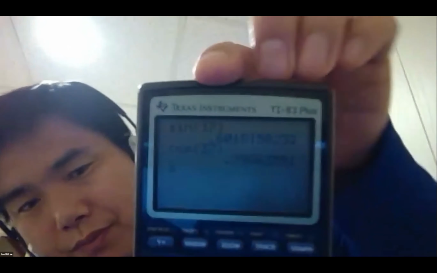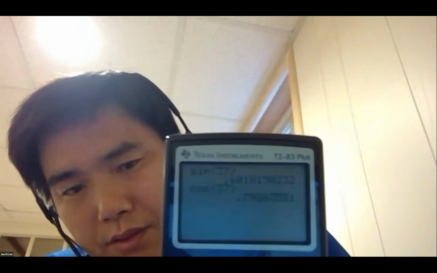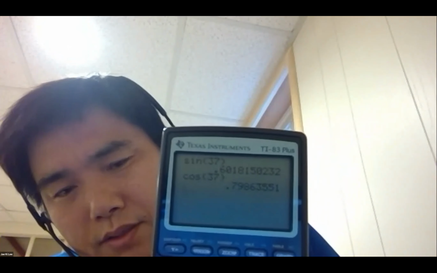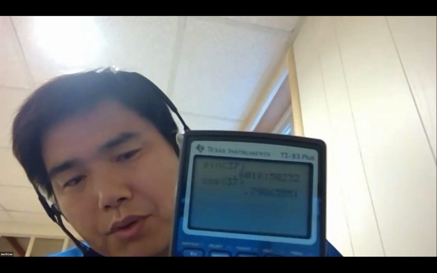And then even cosine too. So cosine 37, enter, then you will get this value. Okay, so 0.7986, so I can round 0.799. So anyway, that's kind of a key point.